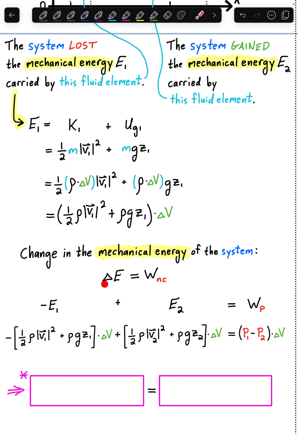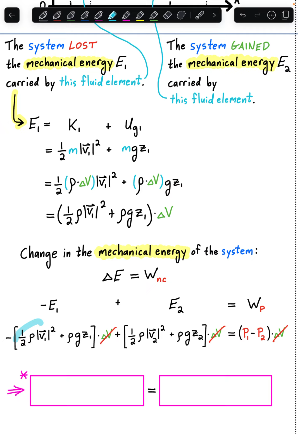So that sum is the change in mechanical energy of the system, and that should be equal to the work done by non-conservative forces, and the non-conservative force doing work is the force due to pressure. So the work due to pressure, and from above we have this expression here. And now looking at our conservation of energy equation, we see that these delta V's are the same and can cancel out. And now I would like to collect terms.